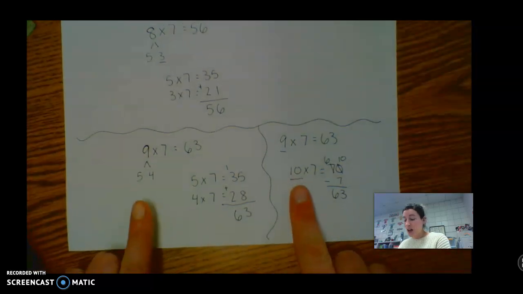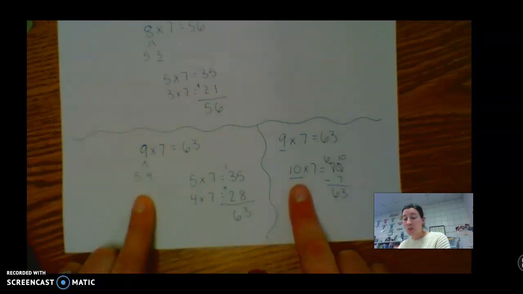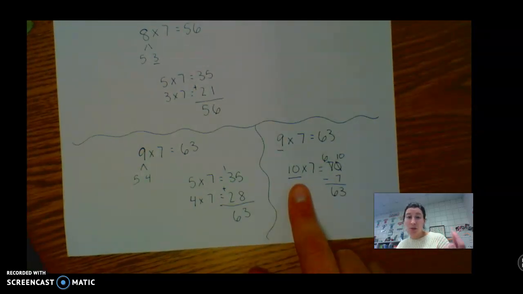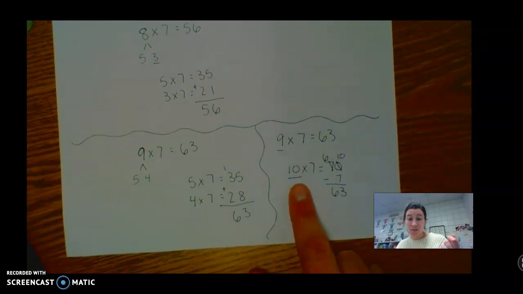Okay? So these helper facts are very, very important to know because they make us learn our multiplication facts very quickly. Okay?